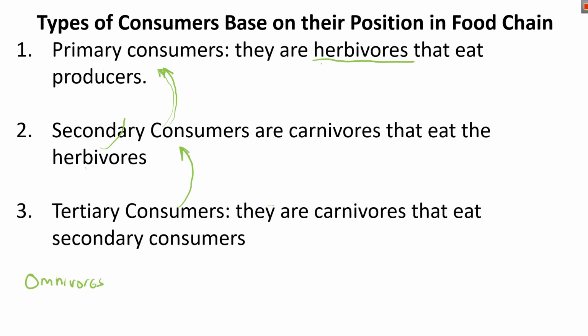So herbivores are primary consumers, while carnivores can be secondary consumers and can never be primary consumers. They can be either secondary consumers or tertiary consumers. But omnivores can be primary, secondary or tertiary consumers. It can be anywhere. But we can't be producers, because all animals are consumers.